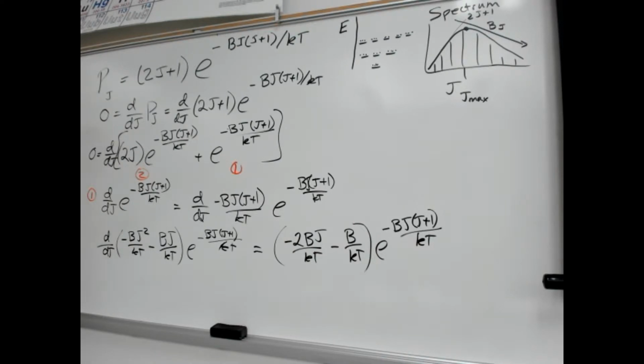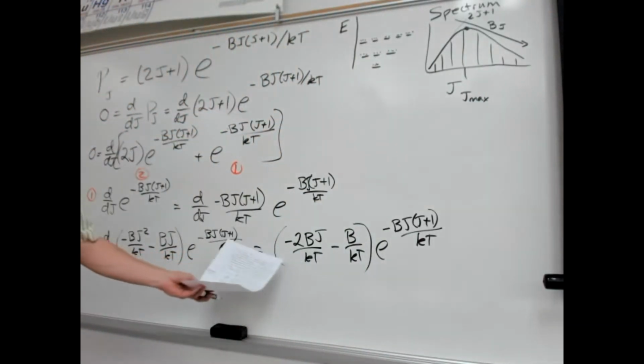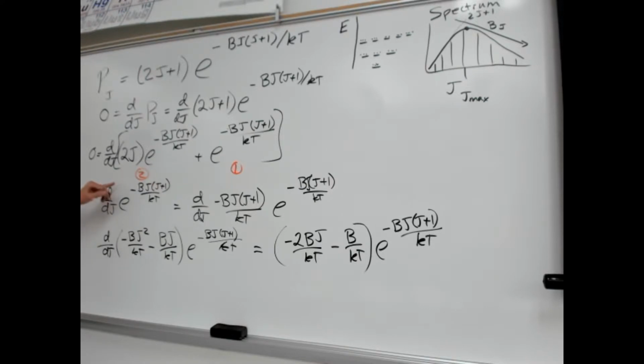Is everybody happy with that? We got it? You're ahead of me, that's good. She's like, I'm already done. And that can be simplified a little bit more. You could pull the B over kT out. Okay. I'm going to erase all of this and do number 2 next. I want to make sure everybody's caught up.